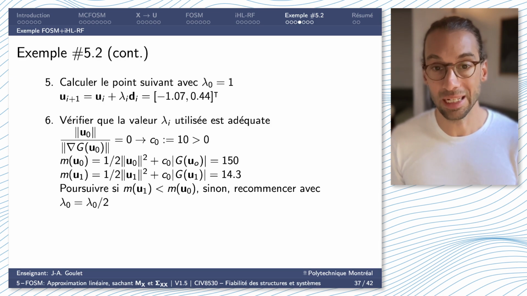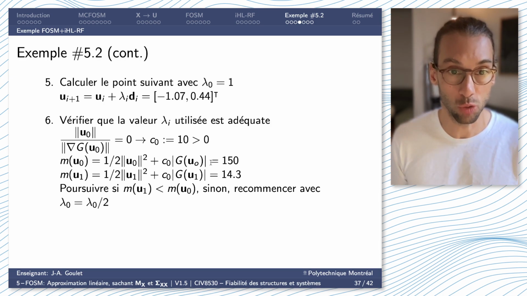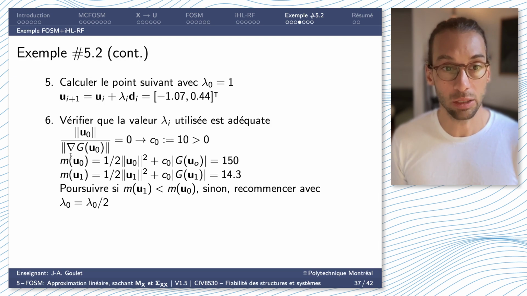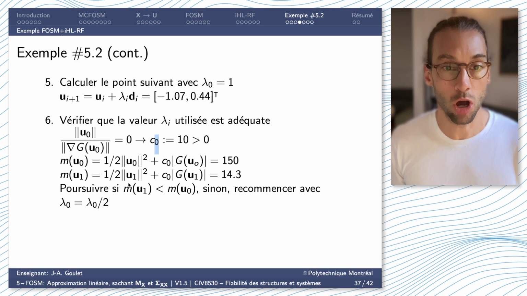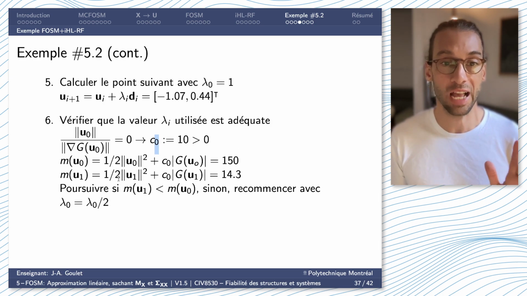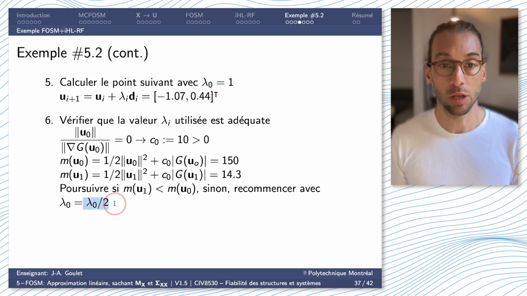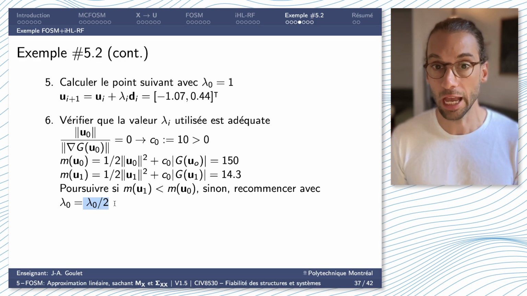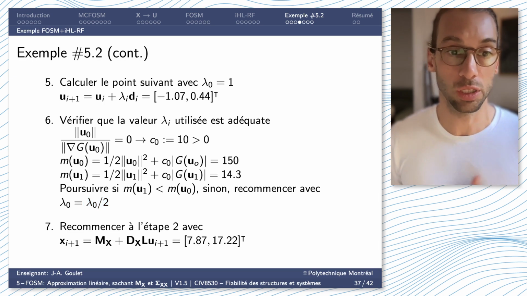Then we need to evaluate, did I improve from the point 0 to the point 1? So I evaluate my merit function for the two points u0 and u1. I can compute that criterion that I need to satisfy. That criterion gives me 0. I choose a coefficient c that is equal to 10. So 10 is greater than 0. I'm all good. In this case, my merit function at 1 is 14. At 0, it was 150. I decrease my merit function. I'm better. Perfect. I can carry on with my lambda equal to 1. If that wouldn't be the case, I would have needed to reduce my lambda by a factor of 2 and recompute until I satisfy that my merit function decreases over 2 consecutive steps.